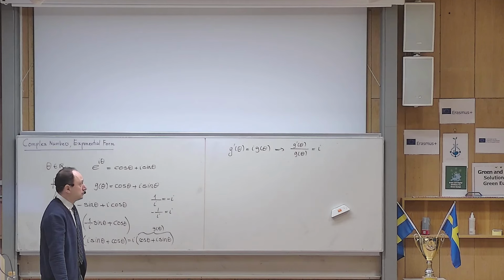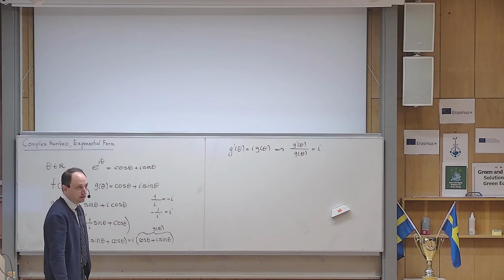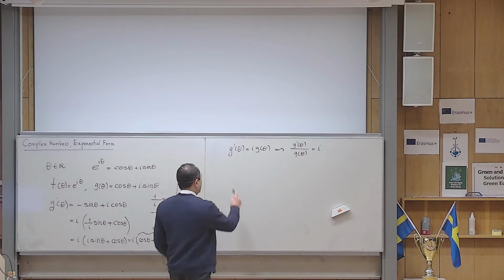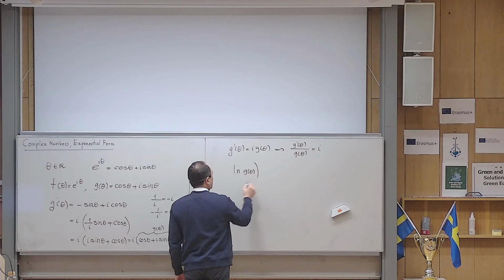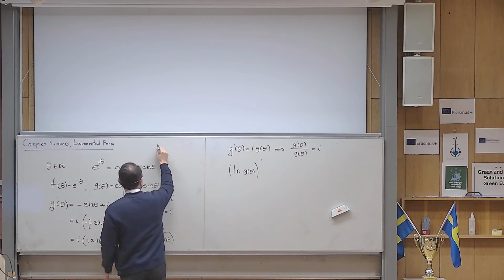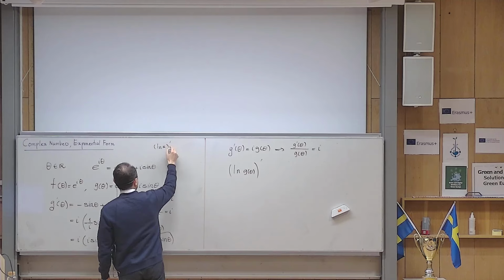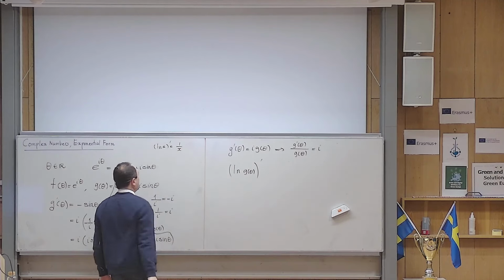No, no, no. It's ln. It's the derivative of ln of g of theta, yes? Do you remember? So the formula for the derivative of ln of x was what? 1 over x. This is the formula for ln of x.